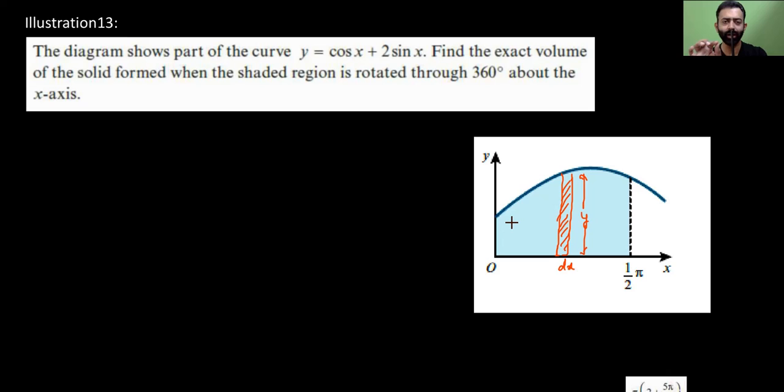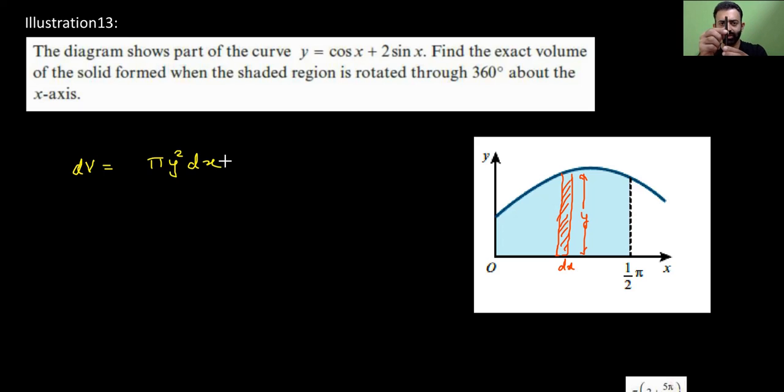In this case the value of r will be y, right? And if you multiply this area of cross section, pi y square, with its width, you will get the volume of this small cylindrical disk, right? So dv, the small value of this volume, is pi y square into dx, right?